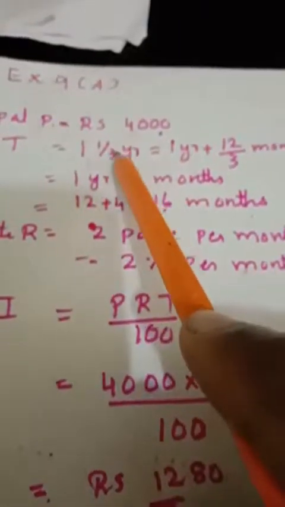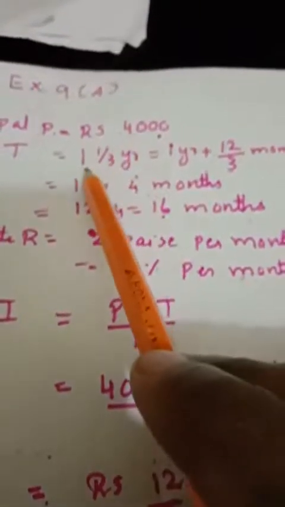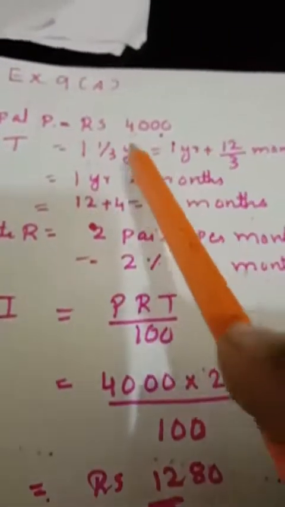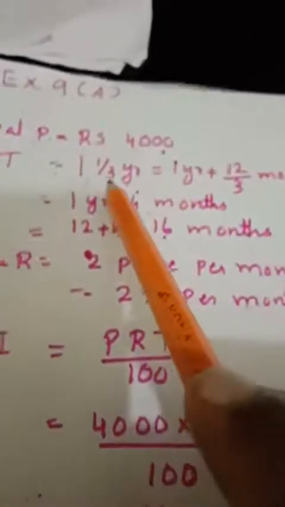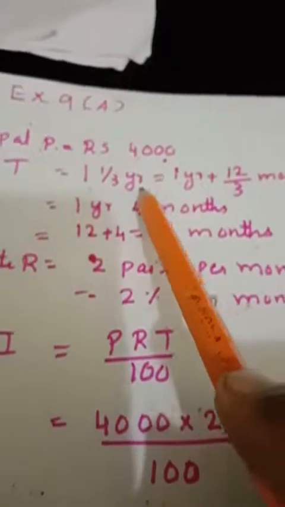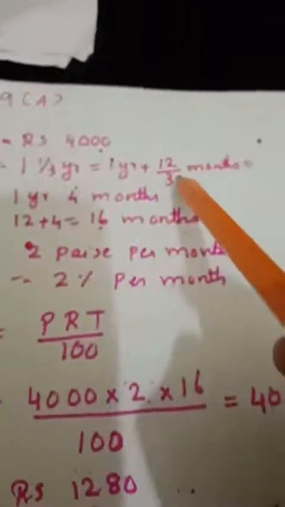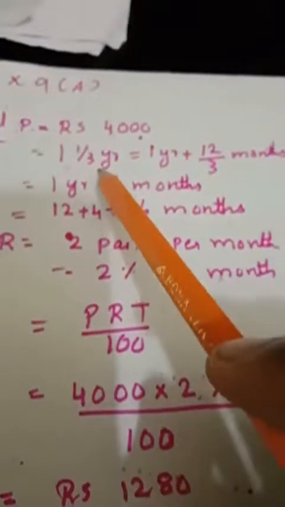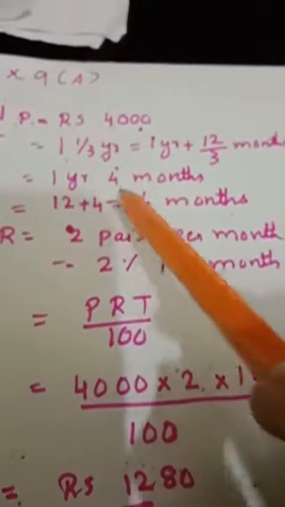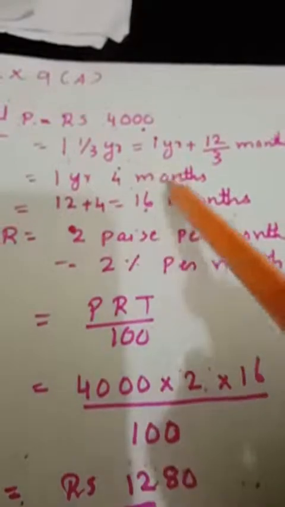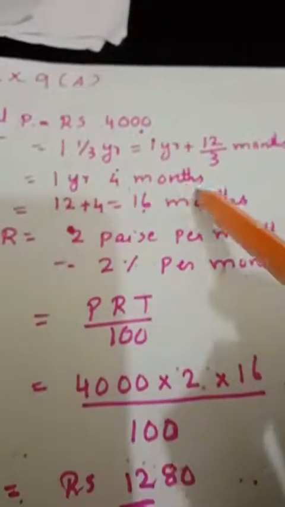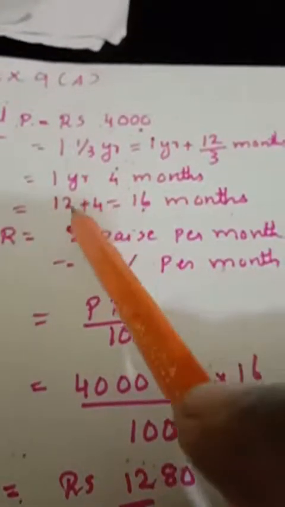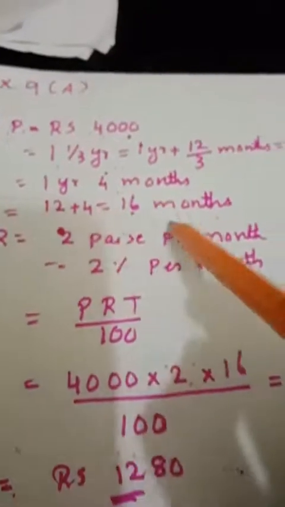Before that we want to convert this year into month. 1 year means 12 months. Then 1/3 year how to convert? 1/3 means it is 12/3 months, otherwise 4 months. So 1 year 4 months. Total 1 year is equal to 12 months plus 4 months, 16 months.